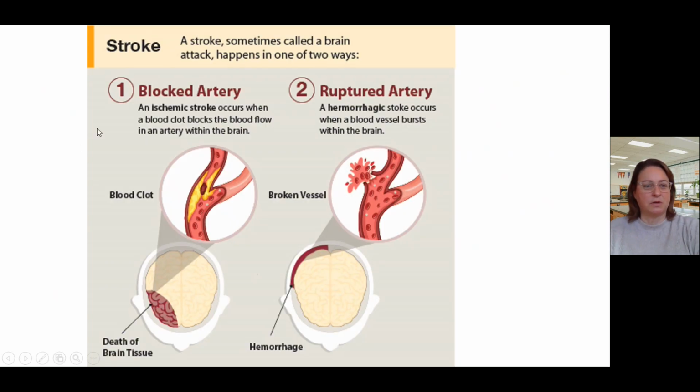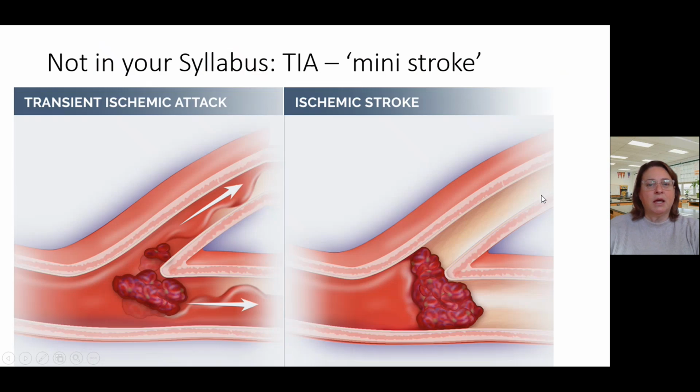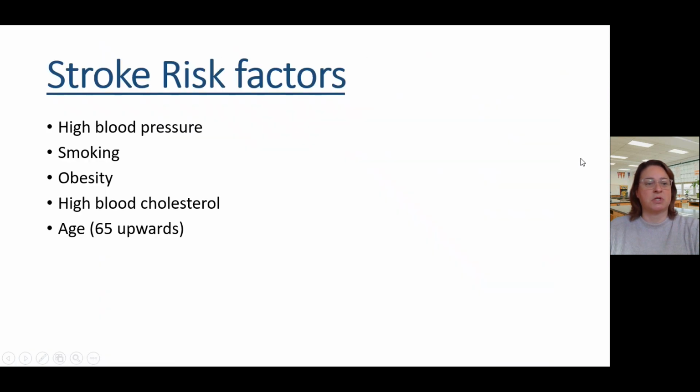Pretty diagram just to show the difference between a block, which would be your ischemic, and your hemorrhagic. This here is not in your syllabus, but you might as well know what a TIA is, a transient ischemic attack, which is a partial block and can give you stroke symptoms for a while and then they loosen again. Now, that would be an alert for future strokes. They usually are warning signs that a proper stroke is on the way.